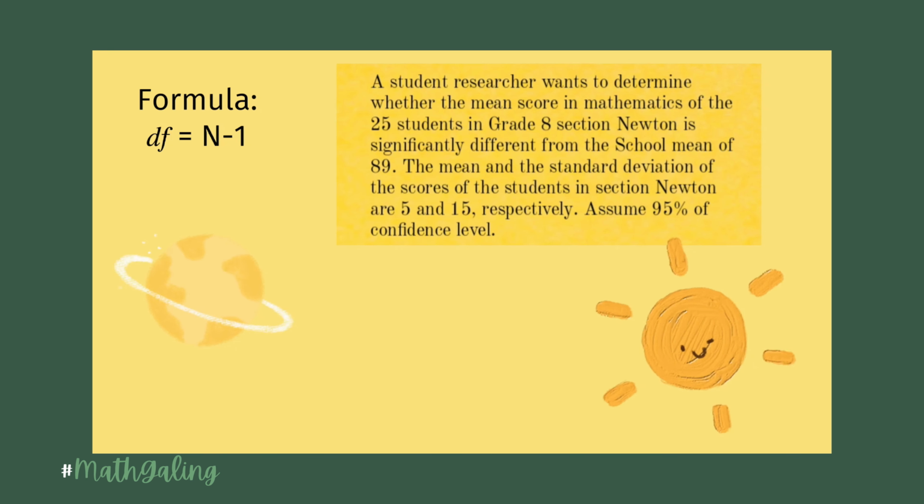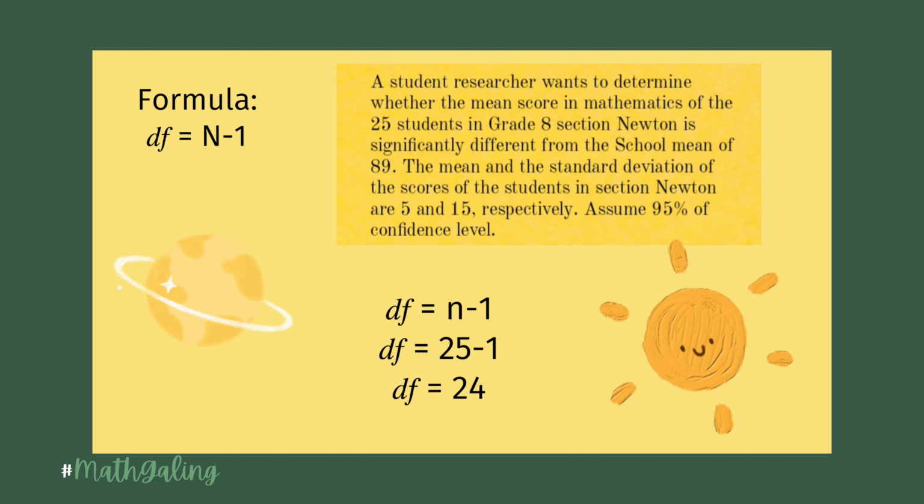Let's take note of the formula for the degrees of freedom. In this problem, our sample size, or n, is 25. So let us apply it to the formula. The degrees of freedom is equivalent to n minus 1, so df is equivalent to 25 minus 1. We all know that 25 minus 1 is 24, so the degrees of freedom here is 24.